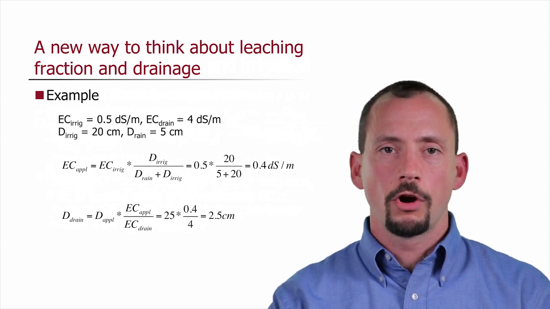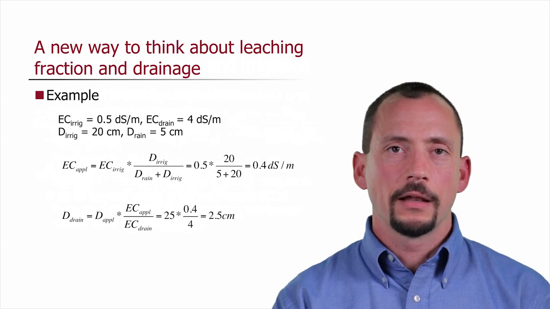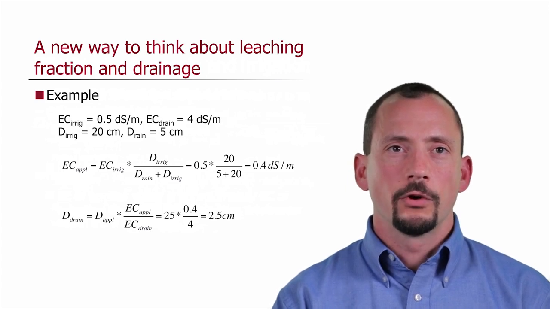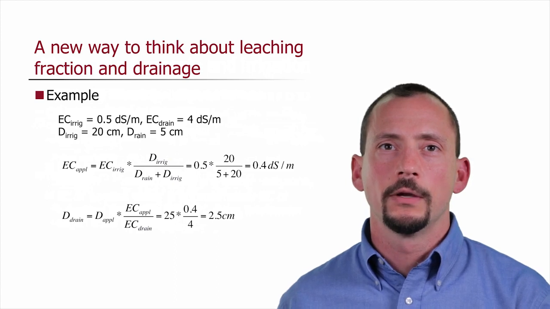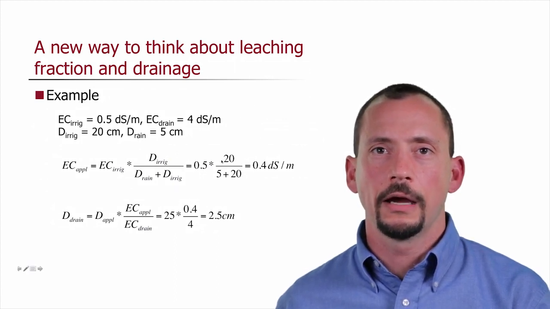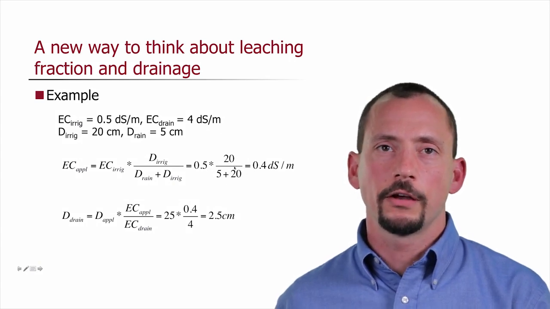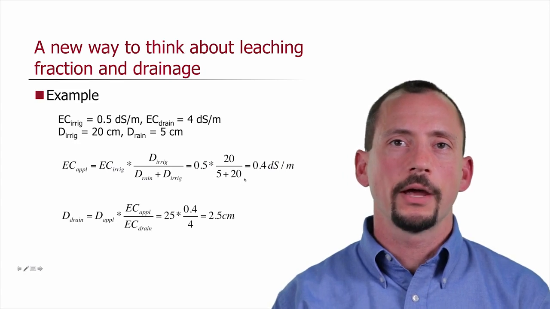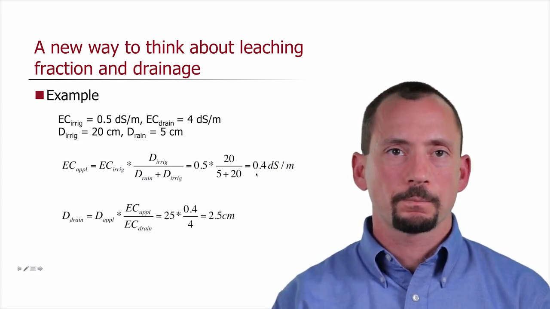So the first thing we want to do in the first equation is calculate the electrical conductivity of the overall applied water. So you can see that we use the mass balance there. It's very simple. 0.5, that's the EC of our irrigation water, multiplied by the amount of irrigation water divided by the total amount of water that's been applied to the soil. So what this tells us is that the EC of our applied water is 0.4 decisiemens per meter.